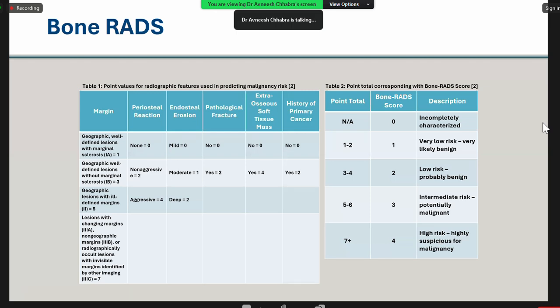Right now, there is not much literature on it, meaning what does very low risk mean? Is it 2% or 1% or 10%? What is low risk? What is intermediate? Is it 50%, 60%, 70%? There's not much literature in bone tumors because they're very low in frequency or prevalence in the population.